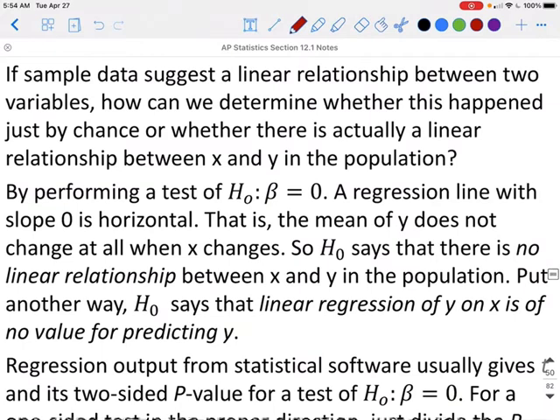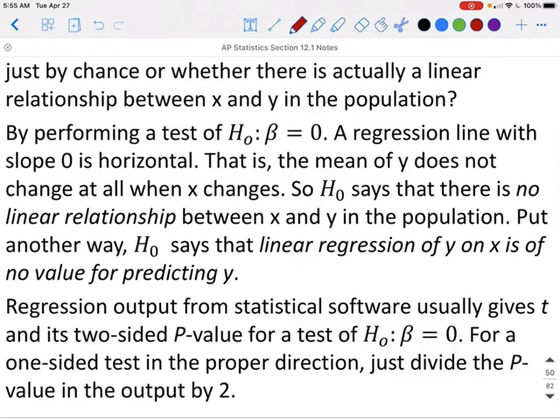If sample data suggests a linear relationship between two variables, how can we determine whether this happens just by chance or whether there is actually a linear relationship between x and y in the population? By performing a test of H sub 0: beta equals 0. A regression line with a slope of 0 is horizontal. That is, the mean of y does not change at all when x changes. So H sub 0 says that there is no linear relationship between x and y in the population. Put another way, H sub 0 says that the linear regression of y on x is of no value for predicting y.